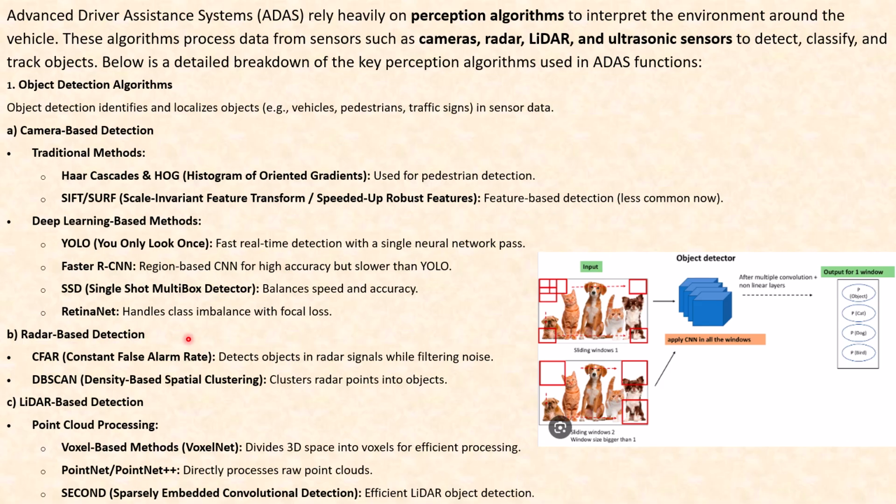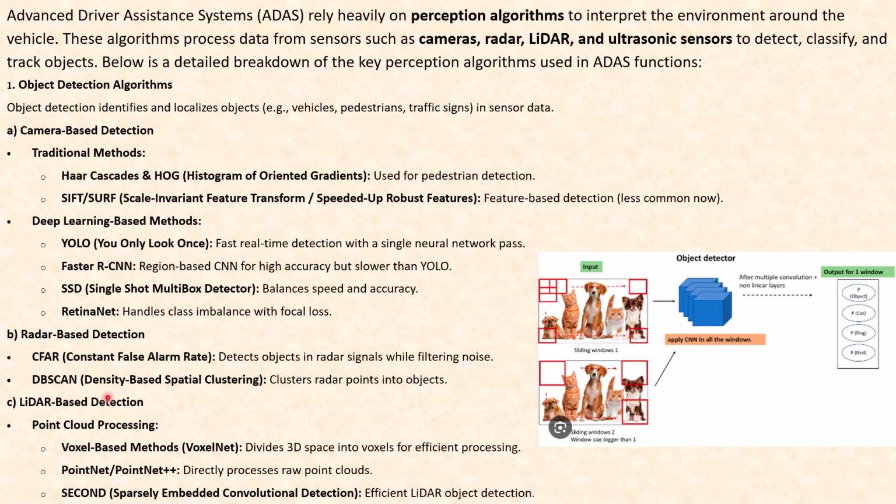Next comes the radar based detection. When it comes to radar based detection, CFAR, constant false alarm rate, is the most popular algorithm. It detects the objects in radar signals while filtering the noise. Noise is nothing but collision of the radar signals with other signals. It may be a light signal or it may be an ultrasonic signal. So it clearly filters out the other signals.